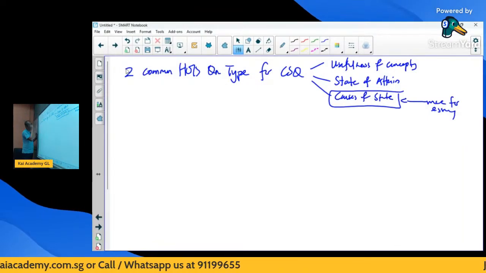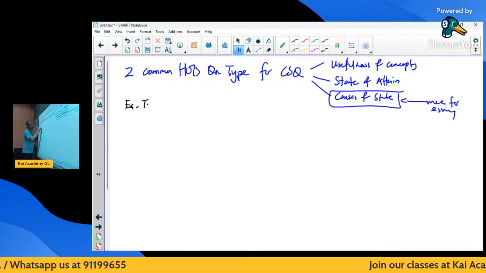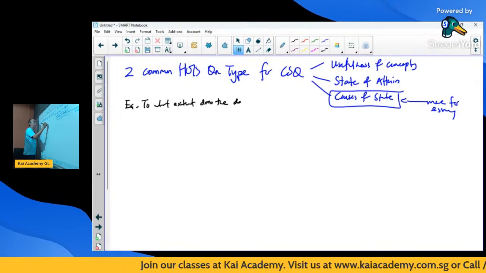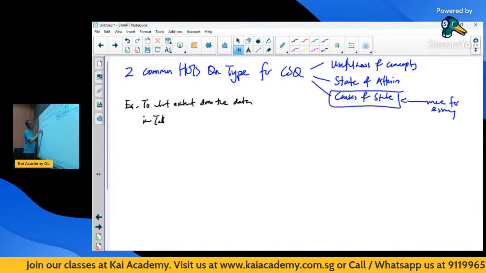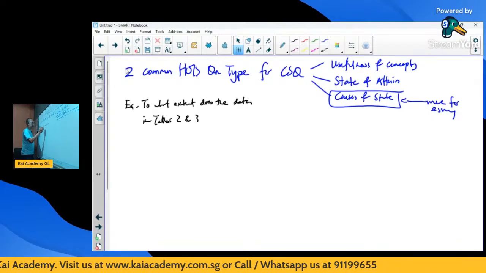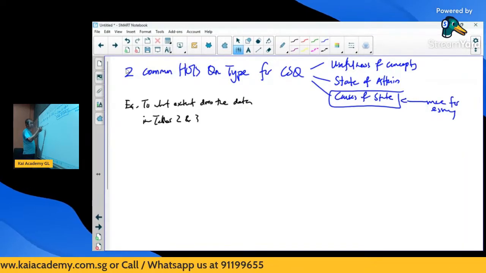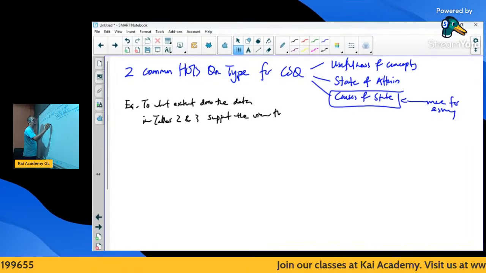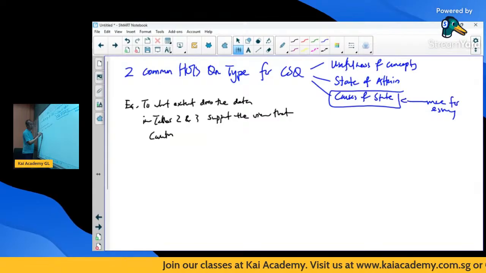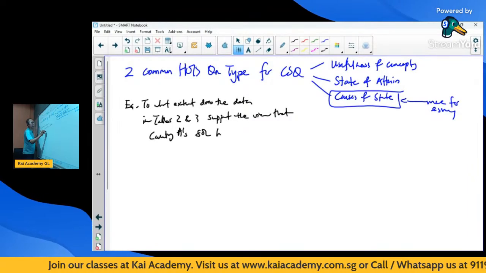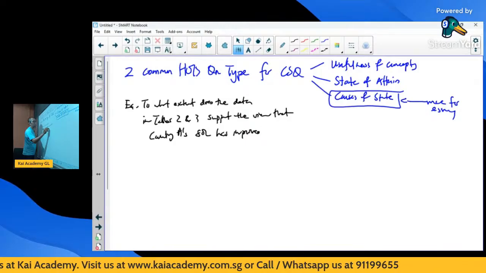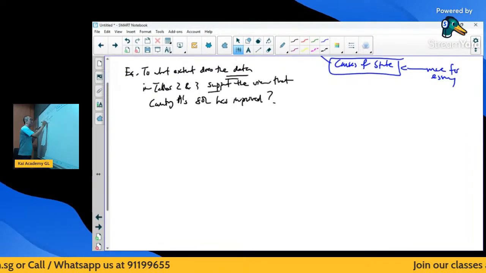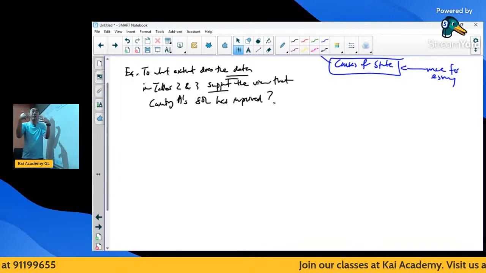So usefulness of concept will be an example. Is, to what extent does the data in, let's say, tables 2 and 3 support the view that country A's SOL has improved? So let's say a question like this. A question like this is, to what extent does the data support? So this is a question about whether the data is sufficiently useful or not.